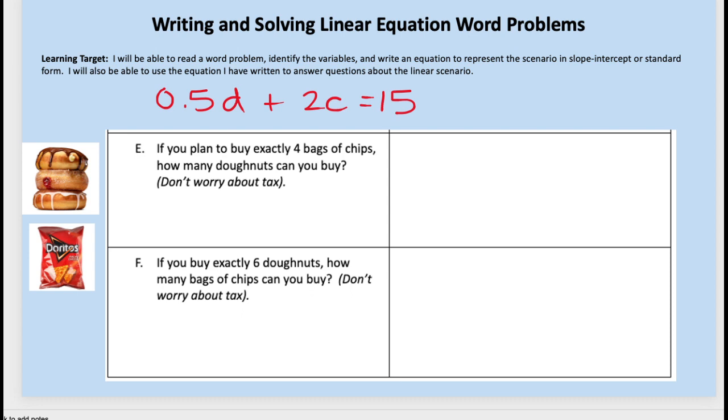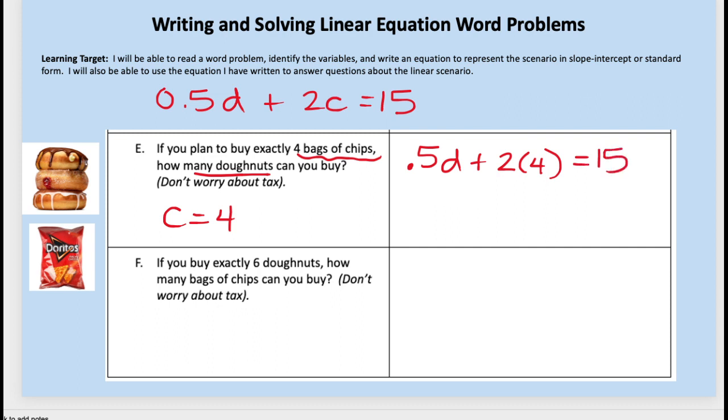So what are we given here? We're given the information about chips. So I know that C is going to equal 4. Now I'm going to plug that number into the equation, and I'm going to solve for D because I'm trying to figure out how many donuts I can buy. 0.5 times D plus 2 times C, but instead of writing C, I'm plugging in the 4. 2 times 4 equals 15. Now I'm going to solve this equation and isolate the variable D to figure out the number of donuts. So 0.5D plus 8 equals 15.